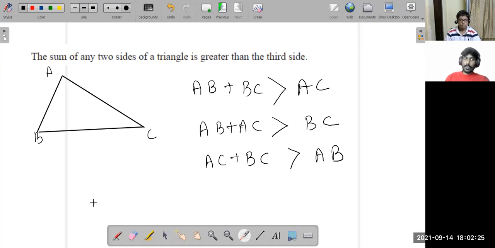This is a very, very important property which you have to keep in mind. Sum of any two sides of a triangle is greater than the third side. If this happens, then only you can say it is a triangle. If this does not happen, it will not be a triangle. Is this clear?